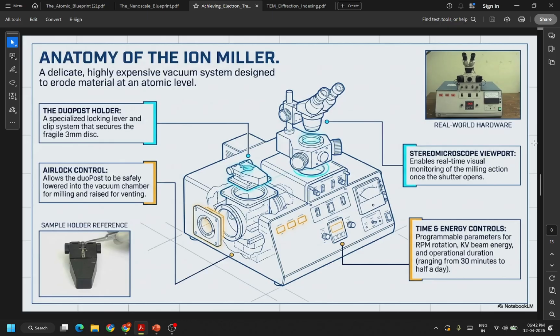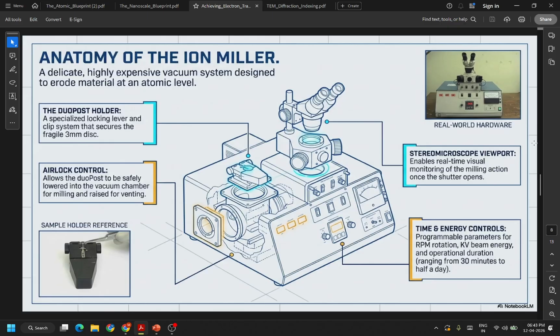So you can see here an ion miller. So it's a very delicate and highly expensive vacuum system designed to erode material at the atomic level. So it has a specialized locking lever and clip system that secures a fragile 3 mm disc, and then the airlock control allows a duo post to be safely lowered into the vacuum chamber for milling and raised for venting.